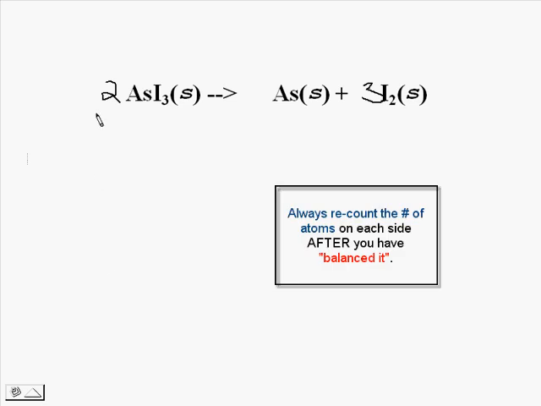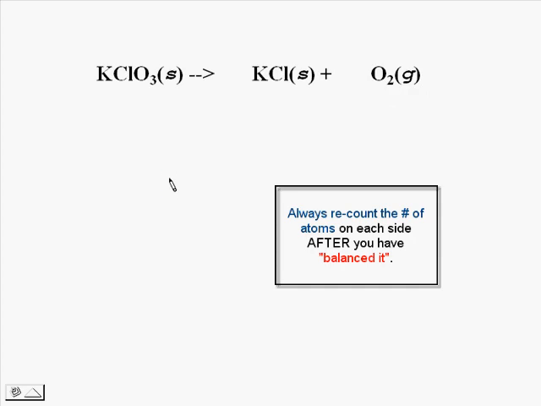Let's see if I did balance it all. I have 2 times 1 arsenic, but I only have 1 over here. I need to put a 2 in front of here. This equation is balanced. Let's take a look at this one.